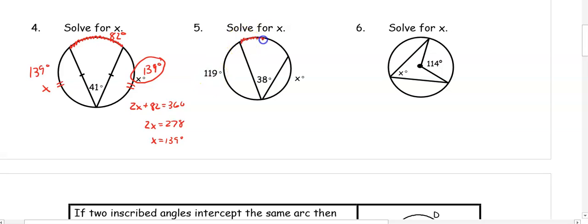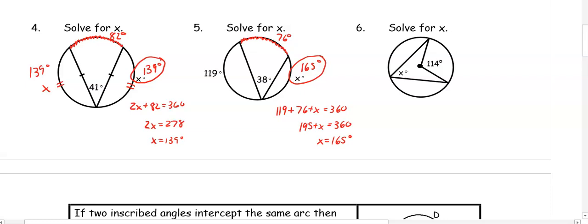In number five, we know one of the arcs is 119. We know that this 38 degrees is intercepting this arc, so we can double 38 to get 76. So to find x, we know that 119 plus 76 plus x is equal to 360. 119 plus 76 is 195. So we have 195 plus x equals 360. We can subtract 195 to get that x is 165 degrees.